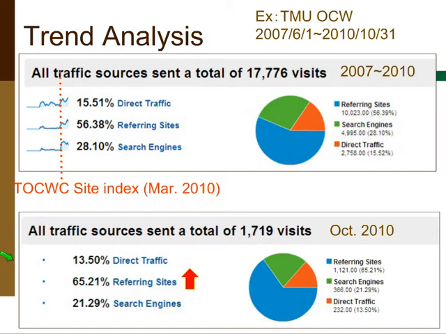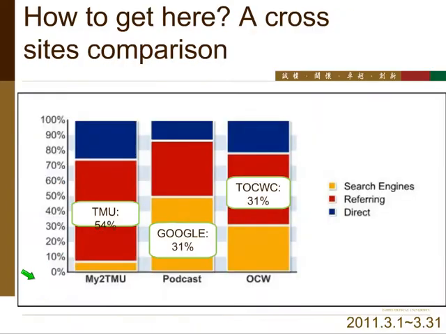Okay, and if we look at the source of our visits, most of them are coming from referring sites, and the major part of referring sites is Taiwan Consortium. So from the data collection and trend analysis, we can know some influence from many aspects.